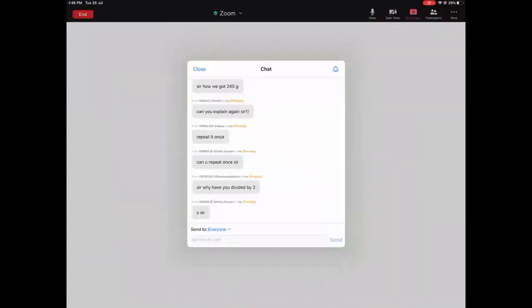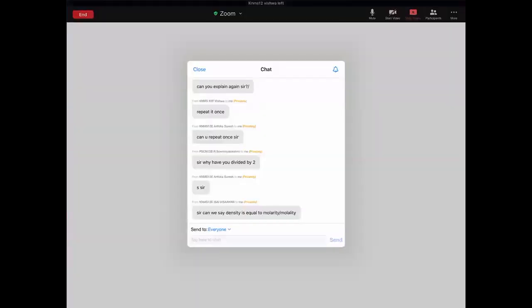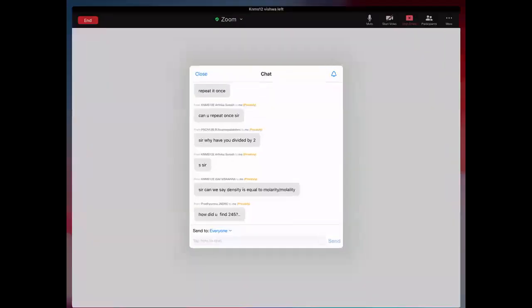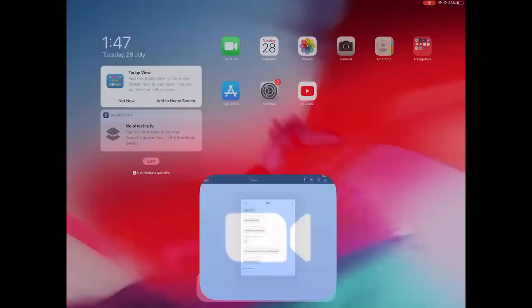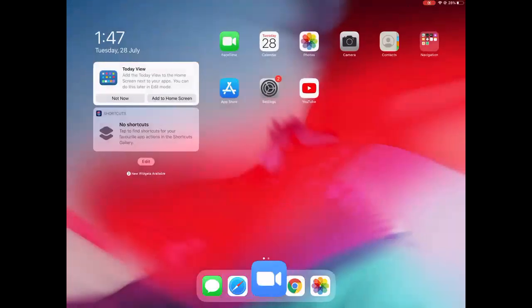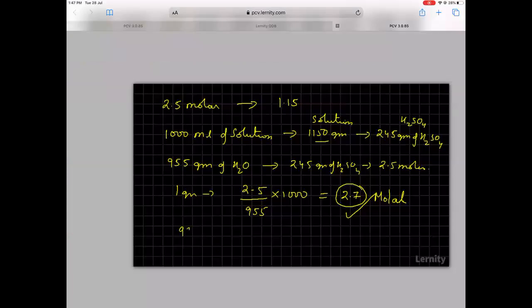Why 5 by 2? 2.5 is 5 by 2. 98 into 5 by 2. 245 is 98, the molar mass of H2SO4, into 5 by 2. So 2 will go into 98, 49 times. 49 into 5. 50 into 5 is 250 minus 5, I got 245. Okay, guys, you have to be faster in calculations.